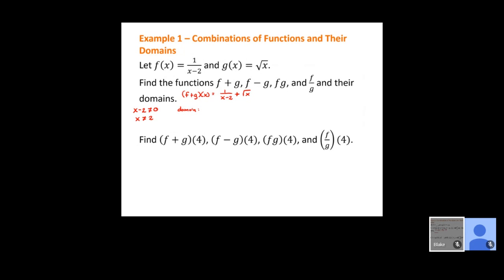Now let's look at the g of x function. Are there any restrictions on the g of x function? We can't have a negative inside the square root, so we would say that x has to be greater than or equal to 0 in this case. So now we're going to take both of those domains and put them together. We're going to think about their intersection. So if x has to be greater than or equal to 0 and x cannot be equal to 2, what would that domain look like in interval notation?